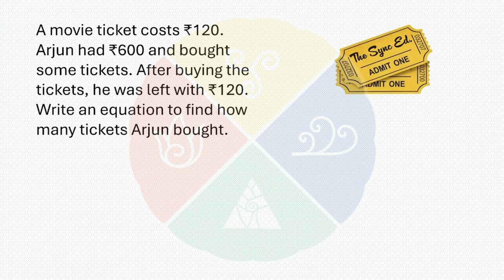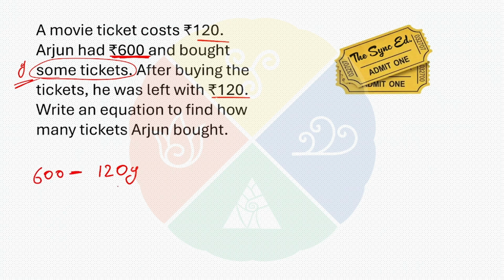A movie ticket cost 120 rupees. Arjun had 600 and bought some tickets. Some tickets, we don't know how many. We can call it X, Y, or something. Let's call it Y. After buying the tickets, he was left with 120 rupees. So let's assume Rahul bought Y tickets. Each ticket is 120 rupees, so total Rahul would have spent 120 into Y rupees. He had 600 rupees in the starting. Out of that 600 rupees, he'll be spending this much money, and now he has 120 rupees left.